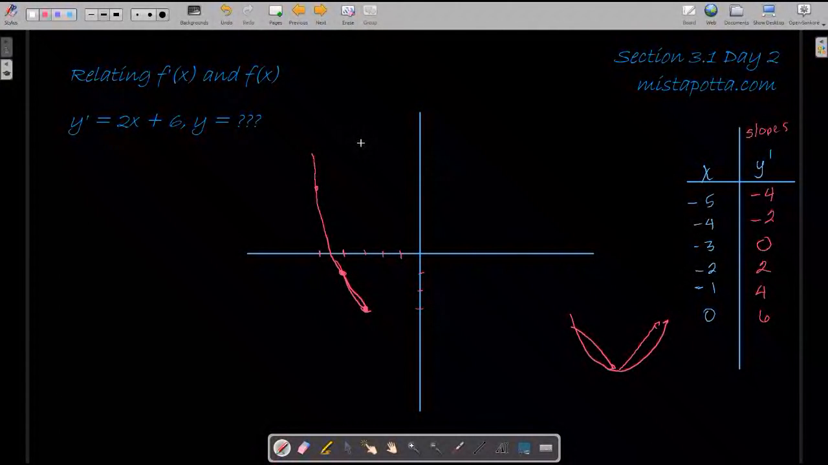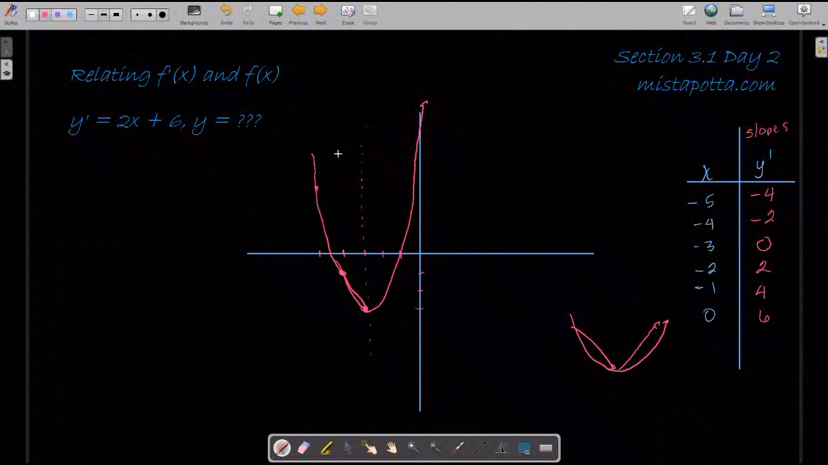And it's almost as if I have an axis of symmetry along this line, because my slopes are increasing by the exact same amount. And so I end up with a function that looks very similar to this. And if I didn't know better, I would say that this is a parabolic curve.